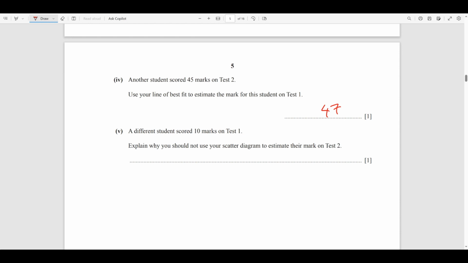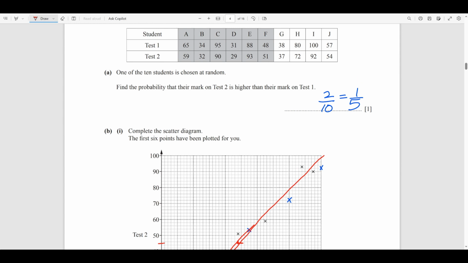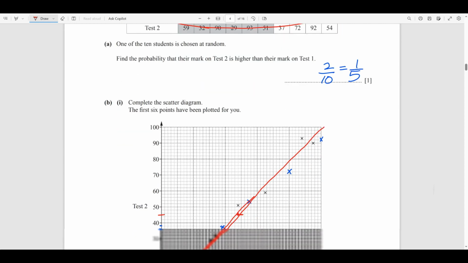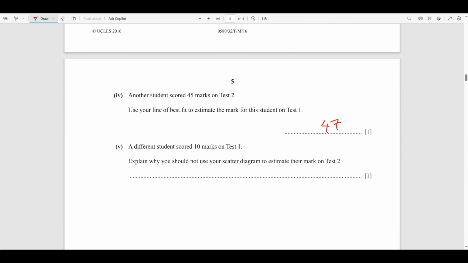Part 5. A student scored 10 marks on test 1. Explain why you should not use the scatter diagram to estimate. Okay, fine. So the marks are from this range. The smallest is 31, I could see, and the greatest is 100. You don't have 10 in the range, so you can never predict. So you can say that 10 is not on the list.